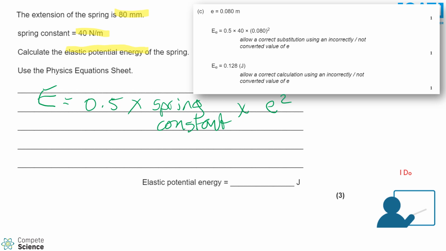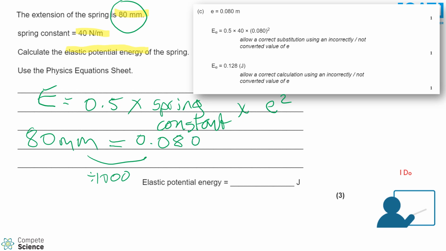Now, the extension given in the question was 80 millimeters. This value needs to be converted into meters because meters is the standard unit for your science exams. So to convert 80 millimeters into meters, we'll need to divide that by 1,000, which gives us an extension of 0.08 meters. Note the mark scheme. It allows a correct substitution using an incorrectly or not converted unit of the extension.